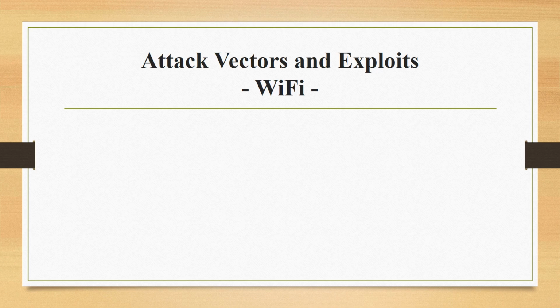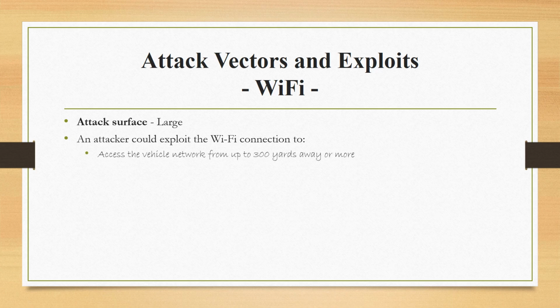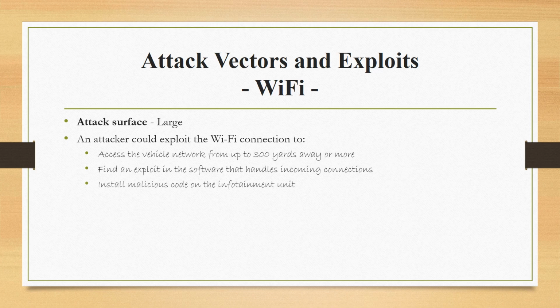Wi-Fi. Attack surface is large. An attacker could exploit the Wi-Fi connection to access the vehicle network from up to 300 yards away or more. Find and exploit a flaw in the software that handles incoming connections. Install malicious code on the infotainment unit.